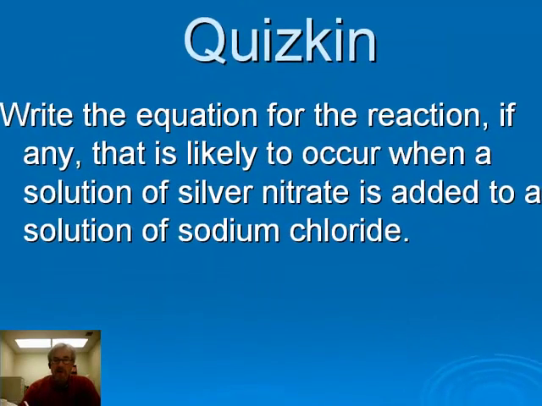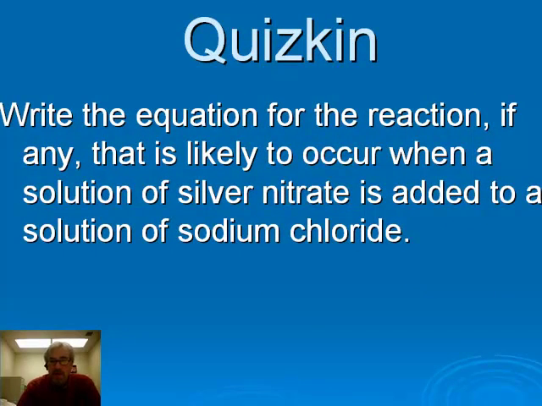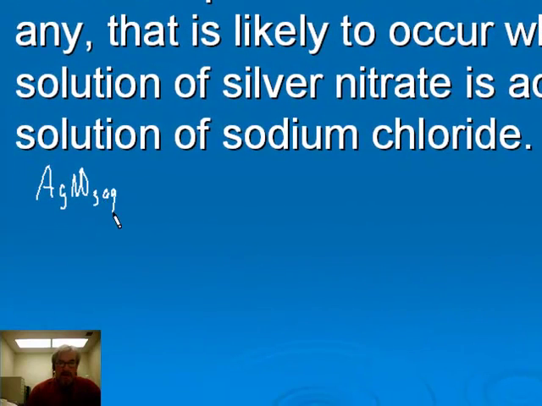So the first one is write an equation for a reaction, if there is one, that's going to occur when a solution of silver nitrate is added to a solution of sodium chloride. Pause the video, give it a shot, and I'll give you the answer in a minute. Okay, silver nitrate is AgNO3, and it says that this is a solution, so that's aqueous. Silver nitrate would be soluble because nitrates are all soluble. And it's reacting with sodium chloride, NaCl. It's a group 1 salt, so that's also soluble. It's aqueous.